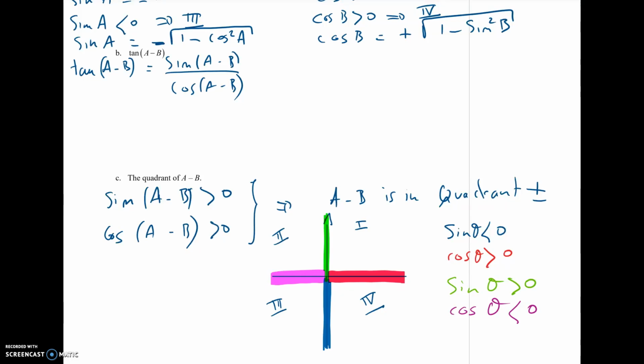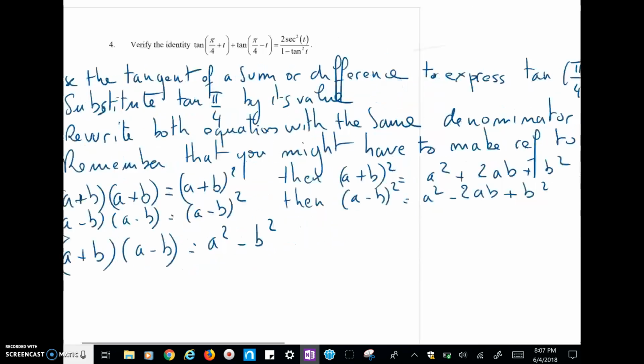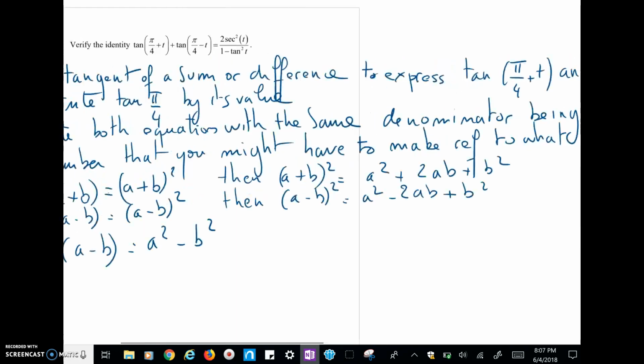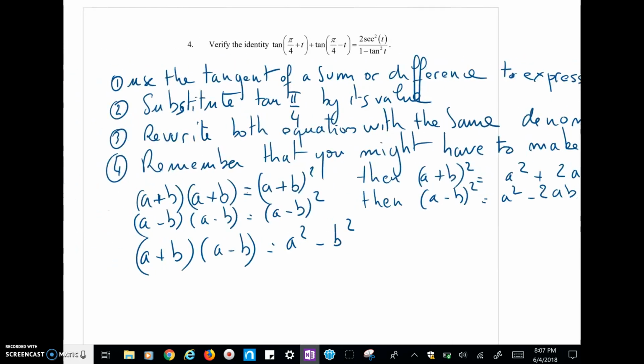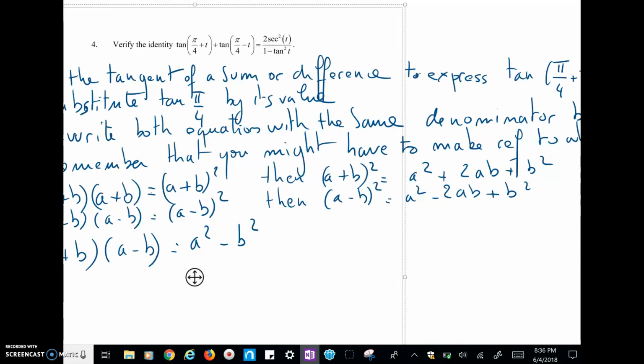All right. So now in this last example, first use the tangent of a sum or difference to express tangent(π/4 + t) and tangent(π/4 − t). Second of all, substitute tangent π/4 by its value. I'll let you do that. Then you need to rewrite both equations with the same denominator. So you will have to find the LCD.